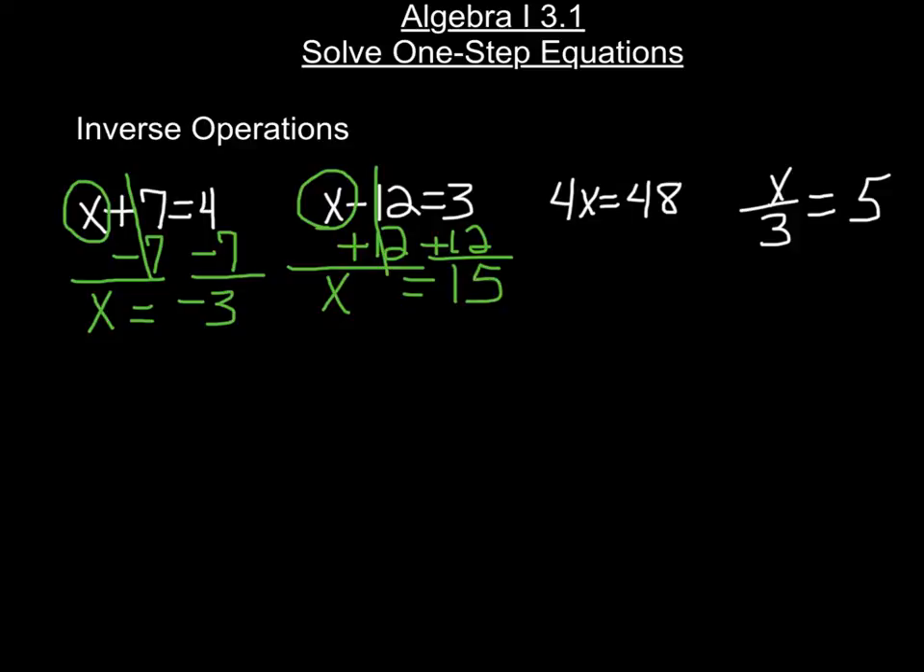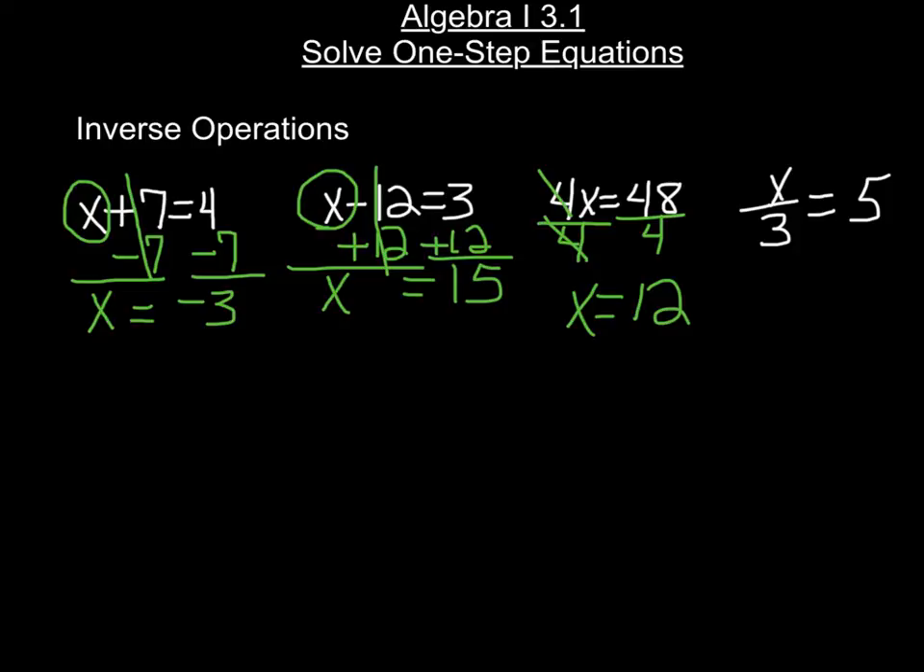The third example we have here is 4x equals 48. In this case, x is being multiplied by 4. The inverse operation of multiplying by 4 is to divide by 4. Remember, our ultimate goal is to find 1x. When we divide 4 by 4, anything divided by itself is 1. So our result is 1x. That is what we are looking for. If we divided the left side by 4, we need to divide the right side by 4. So 48 divided by 4 is 12. So x equals 12.